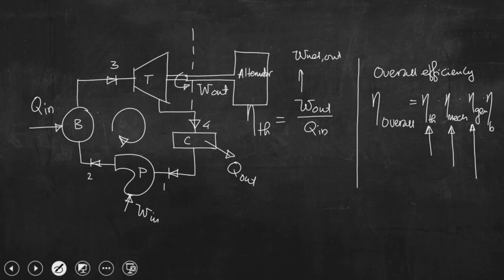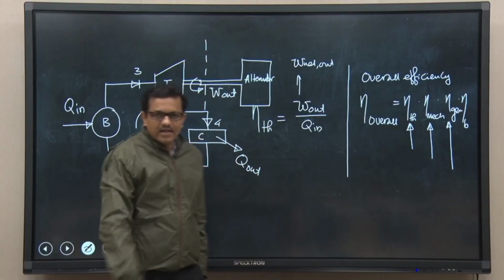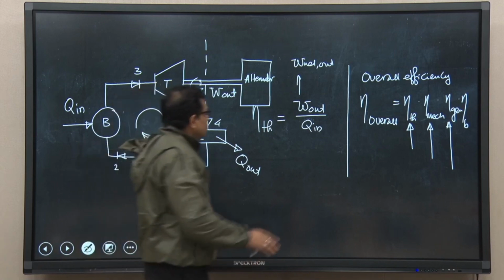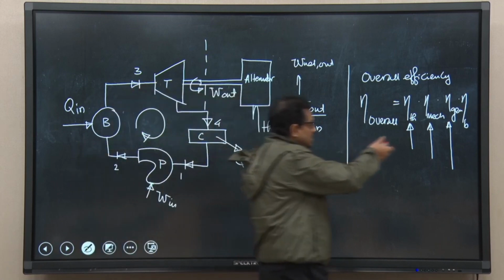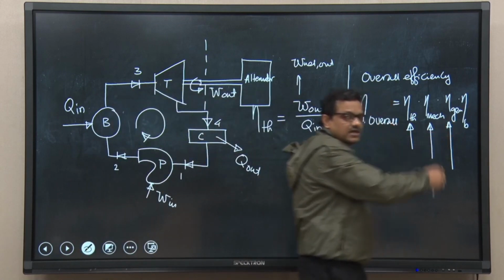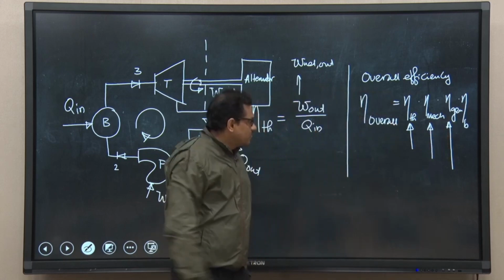So, the shaft work which is available at the turbine shaft is not going to produce an equal amount of electricity, because some losses will be there. Perhaps you have studied this when you studied electric motors. Windage loss will be there, bearing loss will be there. So, accounting for all these losses, the generator efficiency comes into the picture.